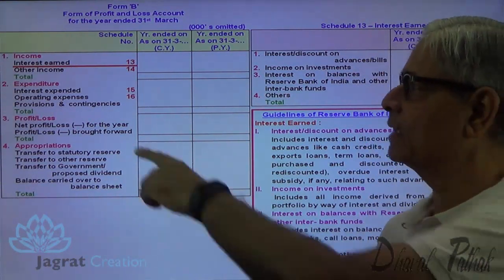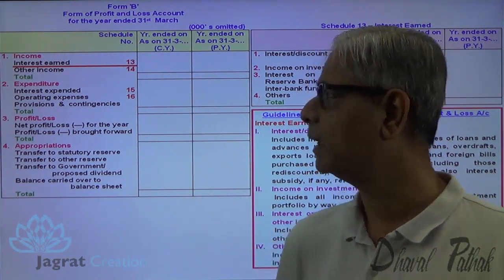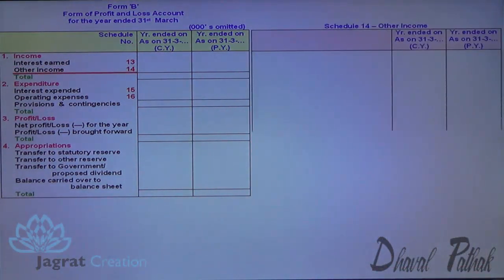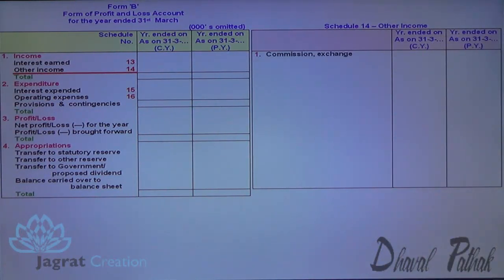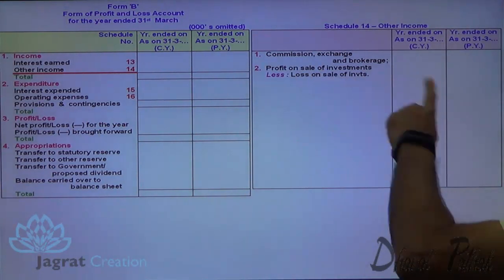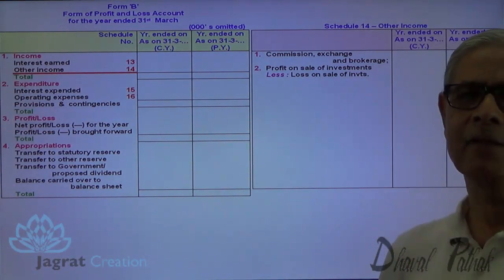Now after explaining this, let me explain Schedule 14, that is for other income. So this is the other income. Now what are the titles in other income? Commission, exchange and brokerage. Profit on sale of investment minus loss on sale of investment. If the loss is more, then a negative number will be reported.